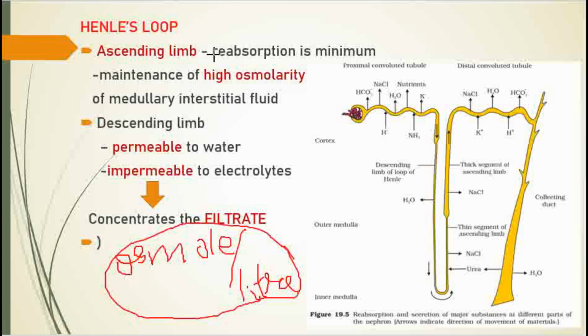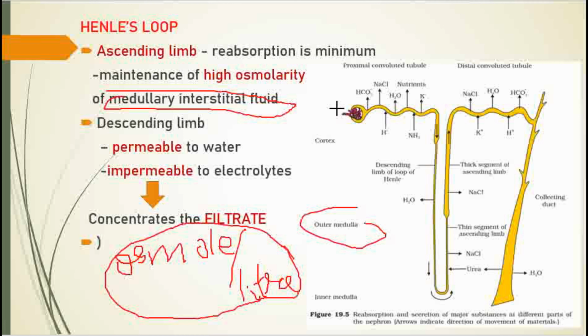So what is the medullary interstitium? It is a tissue surrounding the loop of Henle in the renal medulla. So the tissue surrounding the loop of Henle in the renal medulla, we call by this name, medullary interstitial fluid. This region is responsible for maintaining that medullary interstitial fluid at high osmolarity.